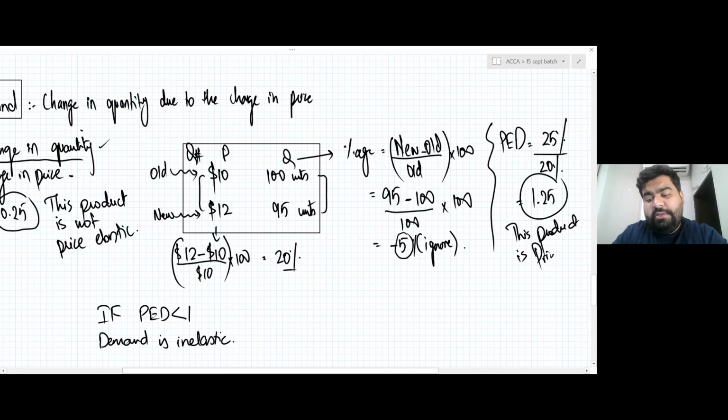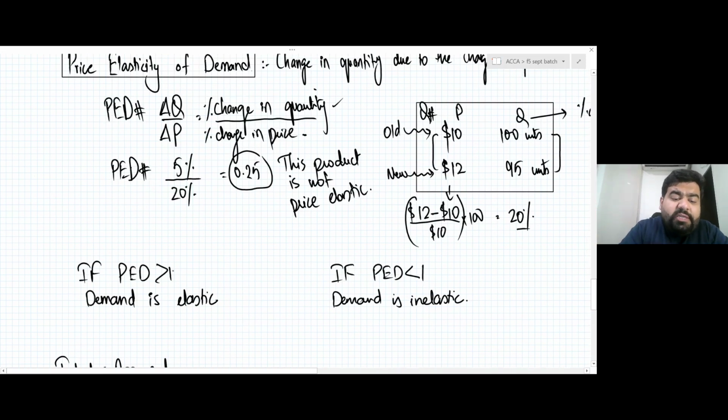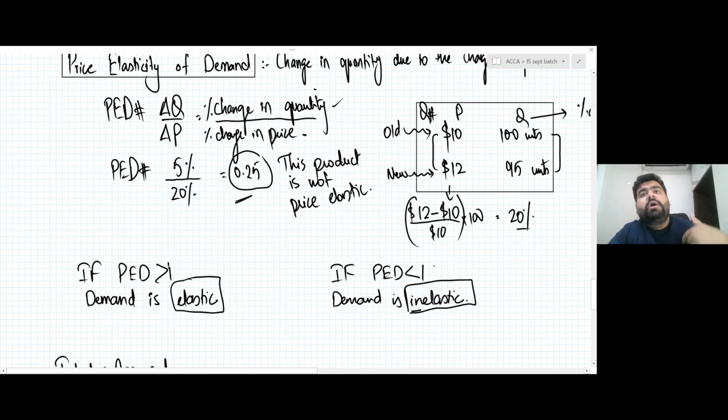this product is price elastic. Its demand elasticity is more. I have written here that if the price elasticity of demand is greater than 1, it means the demand is elastic. Demand will change more in percentage as compared to the change in price. But if the price elasticity of demand is less than 1, as in this question, it means demand is inelastic. So you have to learn these two terms, elastic and inelastic. Elastic means the change in quantity is more as compared to the change in price, and if the change is not that much as the change in price, you will say that demand is inelastic.